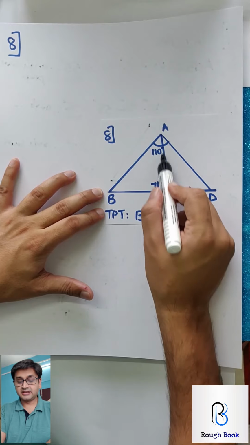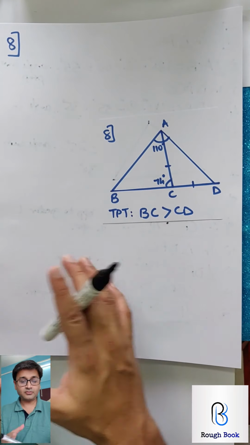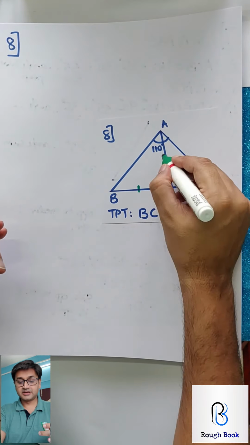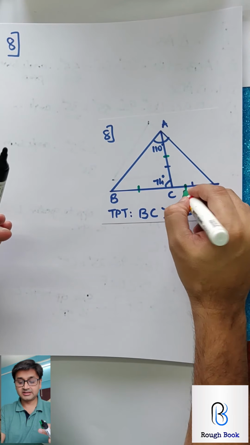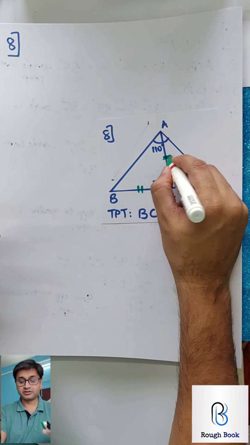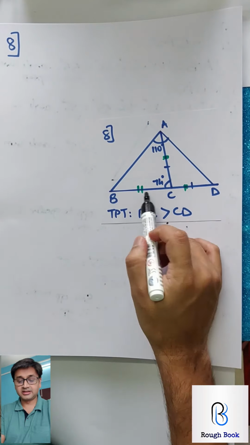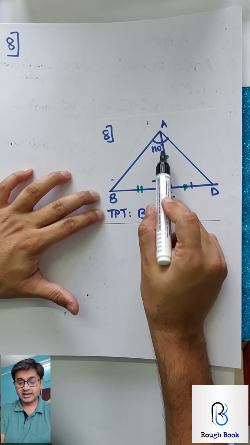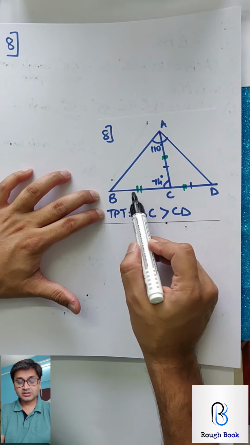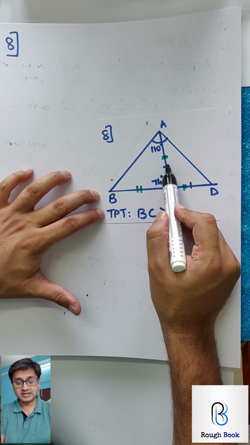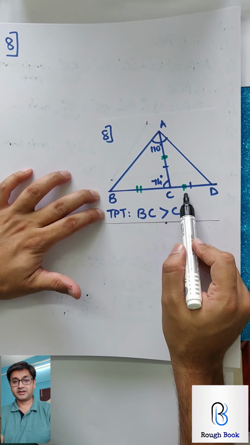Prove that BC is greater than CD. So 2 marks I am putting. In short, AC and CD both are equal. So if you prove BC greater than AC, automatically BC is greater than CD.